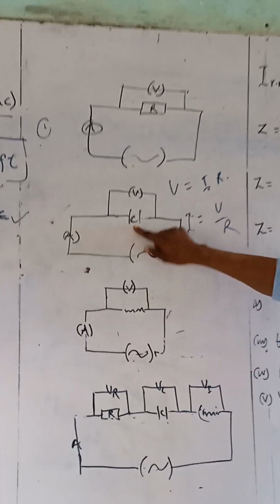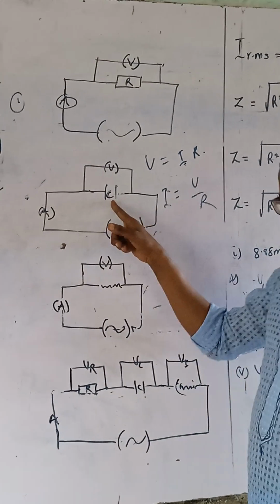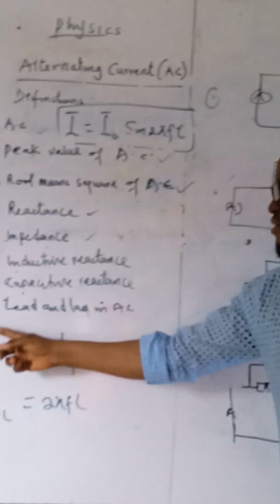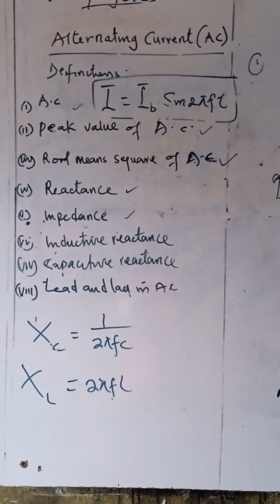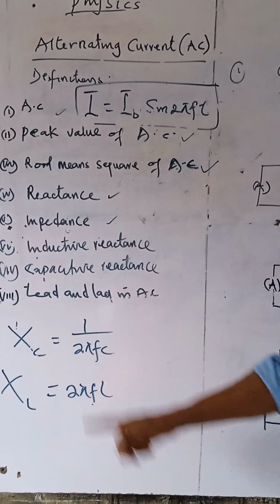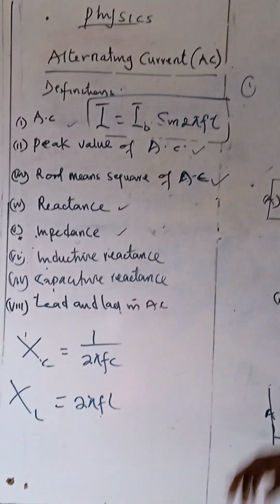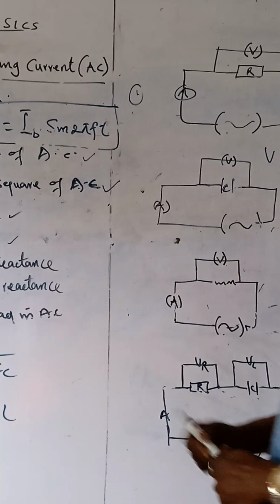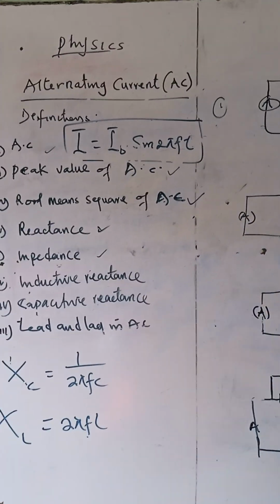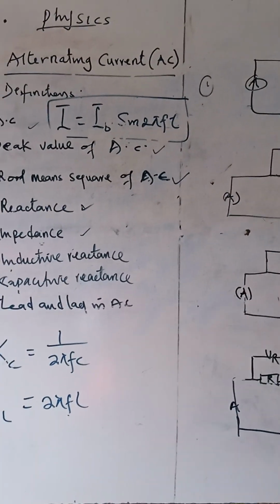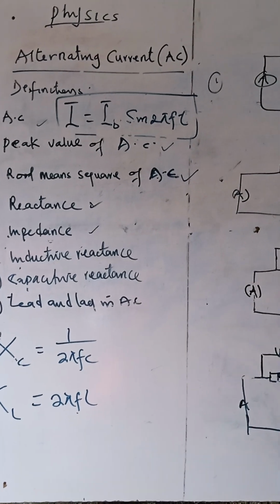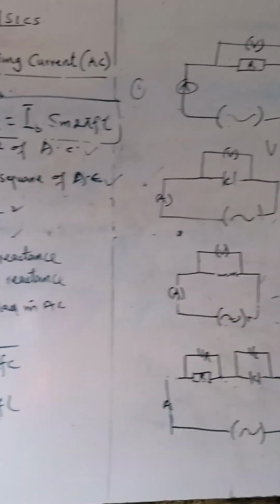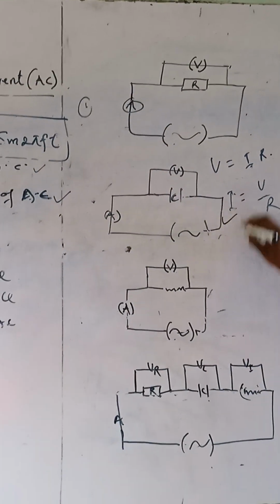Then if only a capacitor is used, it is called capacitive reactance. Capacitive reactance can be obtained using an equation I have here. So if only one of them is used, or both of them are used, it's still called reactance. So reactance is when only a capacitor is used to regulate, or only an inductor is used to regulate, or both of them are used to regulate.